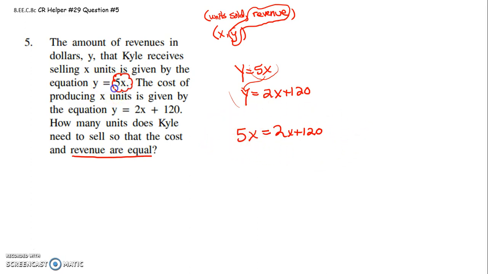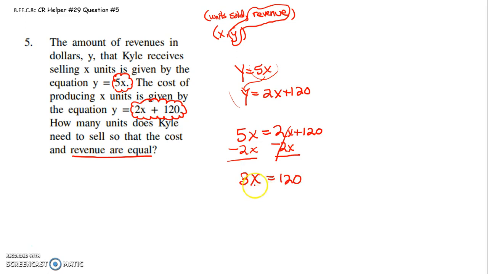All I did was take my 5X and set it equal to my 2X plus 120. Now I'm going to solve that. So I'm going to move all my X's to the left. So I have to subtract 2X from the right-hand side of my equal sign. Therefore, I must subtract 2X from the left-hand side of my equal sign. 5X minus 2X is 3X. Bye-bye. Those zero out. Equals 120.